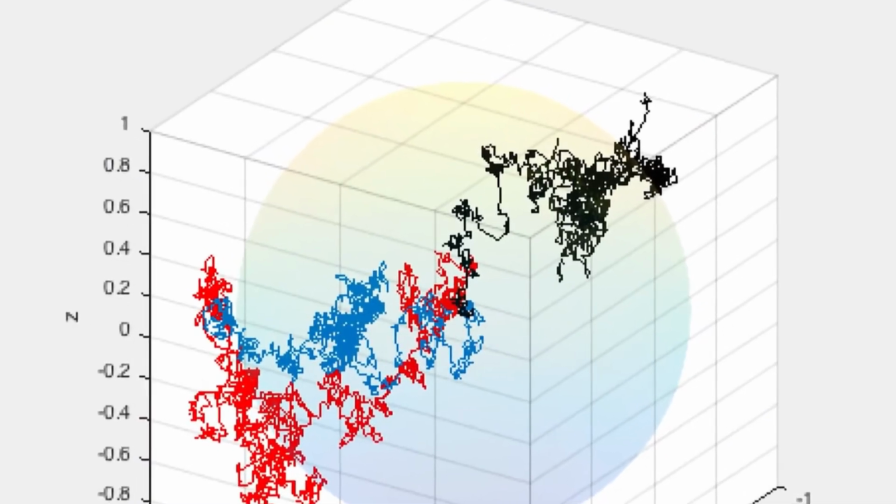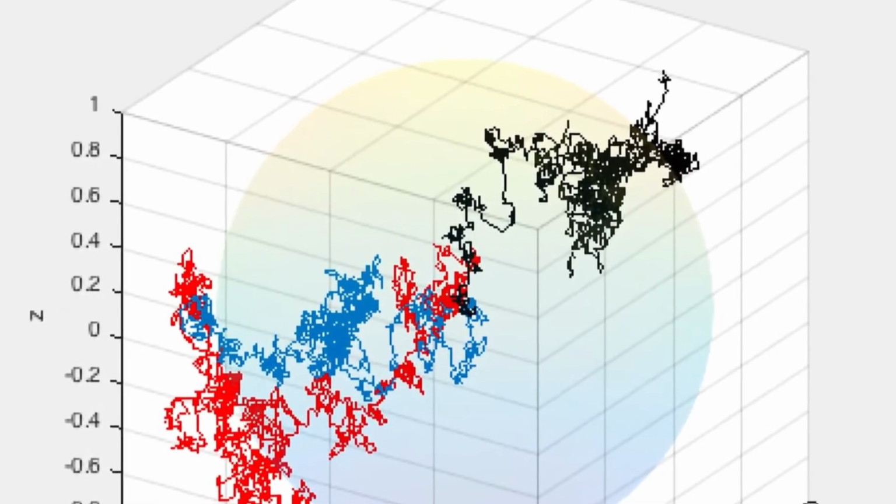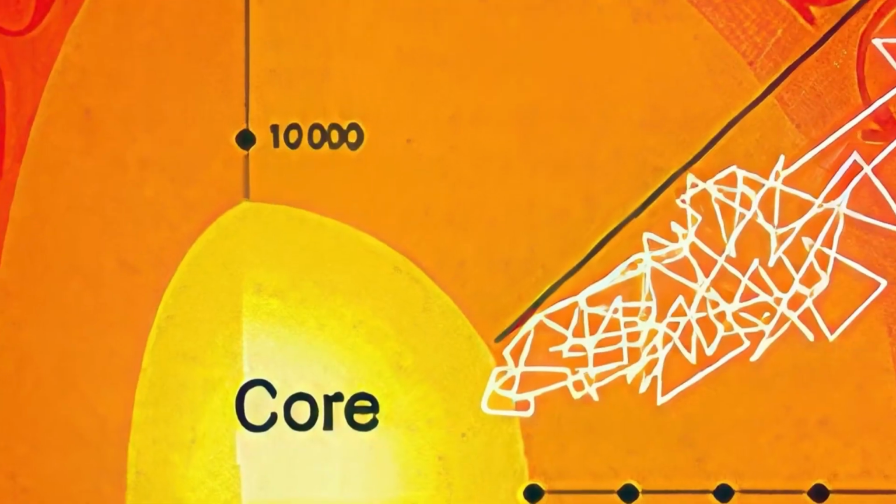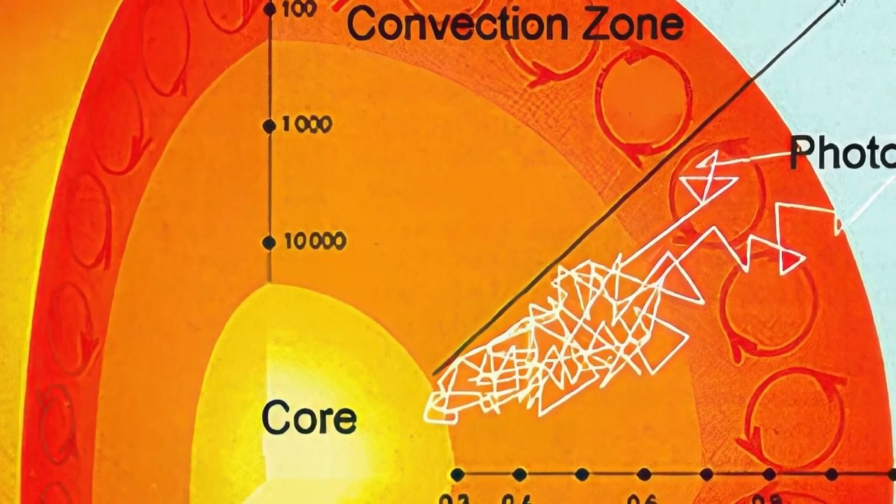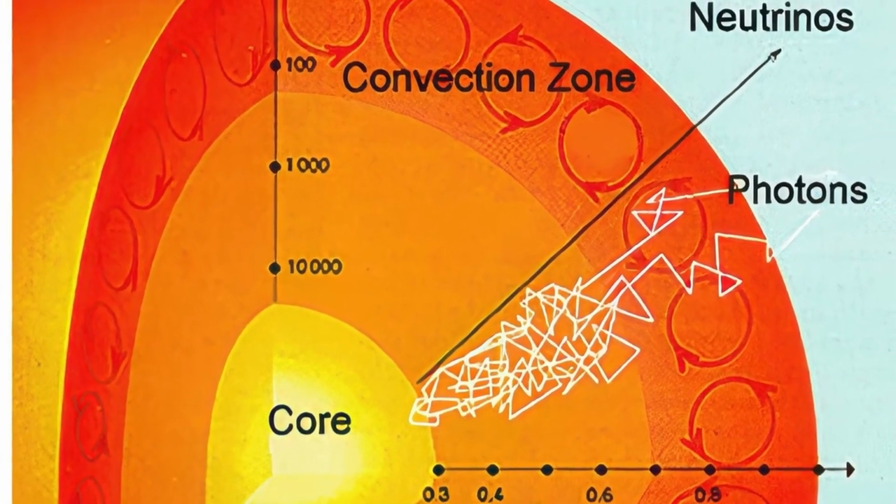To understand how this balance is maintained, we need to look deeper into the process that powers it all. Nuclear fusion. Inside the core of the Sun, conditions are extreme. Temperatures reach around 15 million degrees, and pressures exceed 250 billion times that of Earth's atmosphere. In this environment, atoms cannot remain intact. Electrons are stripped away, leaving behind a plasma of free protons and electrons.